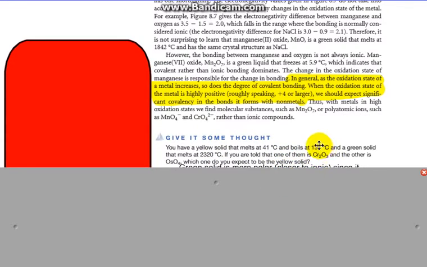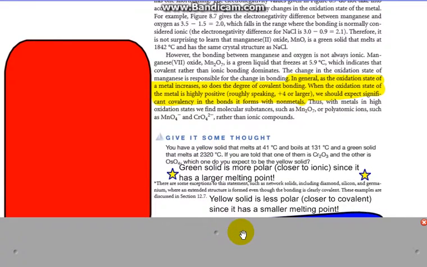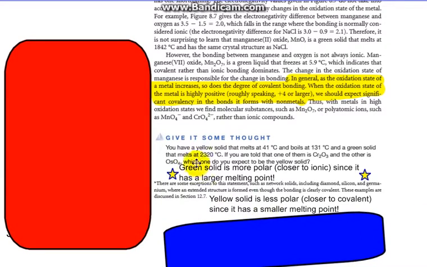Okay, so one thing that stands out here is this. This is a high number, which means it's going to be more polar, possibly even ionic. So the green solid, whichever one it is, is going to be the more polar one. It's closer to having ionic characteristics because of that high melting point. Okay, and the other one, the yellow solid, melts here and here. Those are relatively low, so the yellow solid will be less polar, closer to covalent characteristics since it has such a small melting point. Okay, now, we know what the substances are, we just don't know which color belongs to which one.